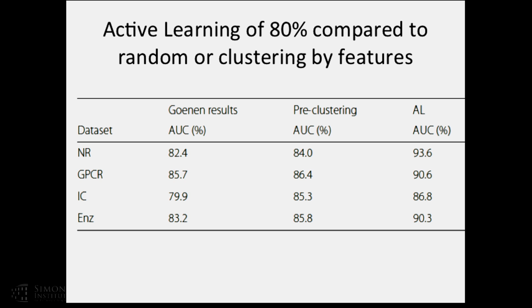And that's just summarized here. If we take previous results on taking 80% and learning a model for 20%, and instead we do active learning up to 80%, we get much better accuracies, okay?